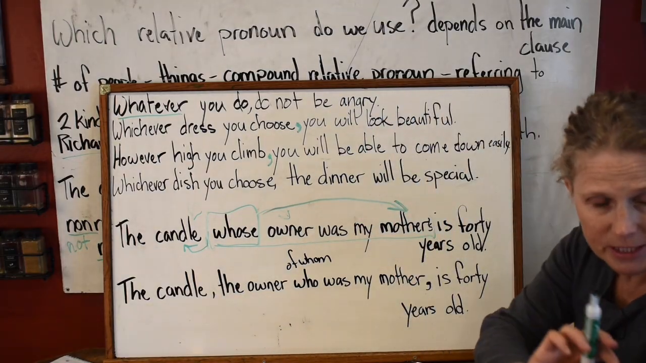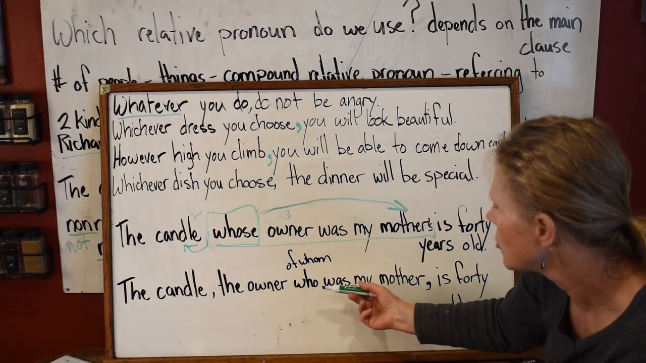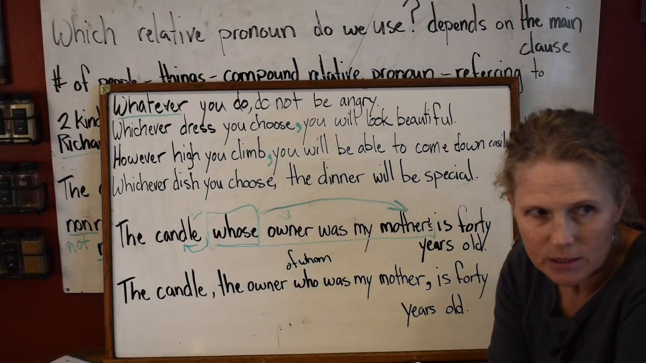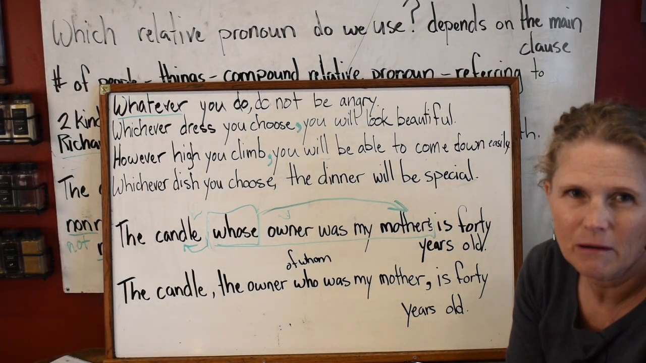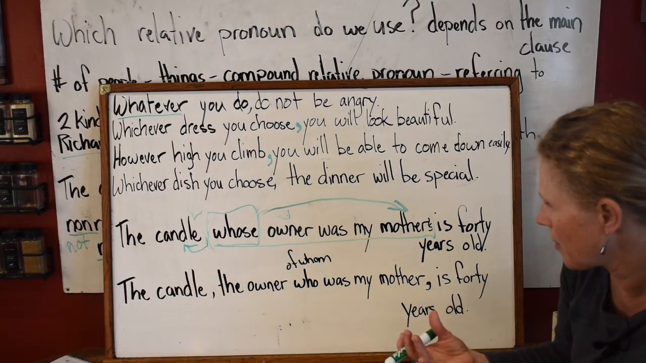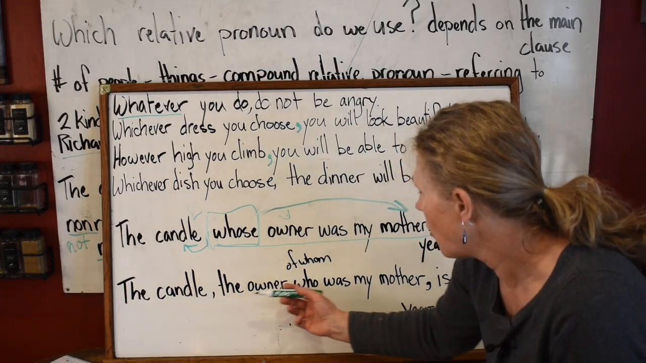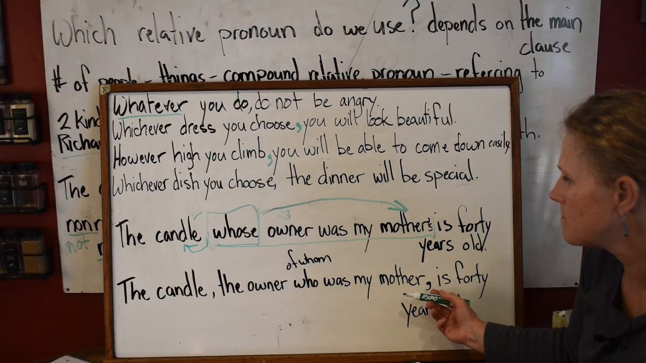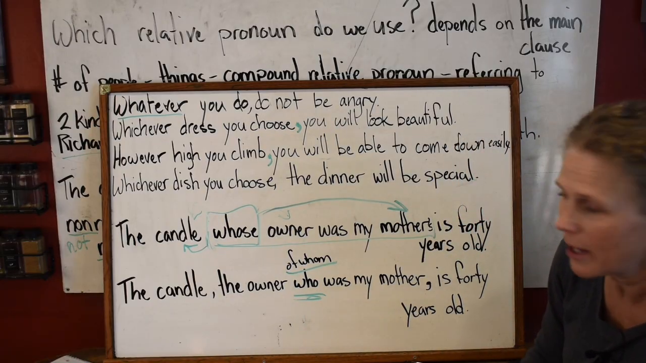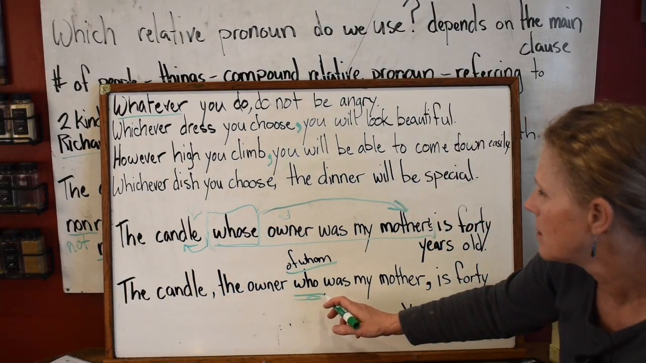How about this one? Pay attention to this. The candle, the owner who was my mother, is 40 years old. Now this is correct, but it sounds goofy. So just be careful not to make it sound cumbersome or weird. Now this might even sound a little bit better. The candle, the owner of whom was my mother. So you could even do of whom, and you can put it in a prepositional phrase. That sounds a little bit better.